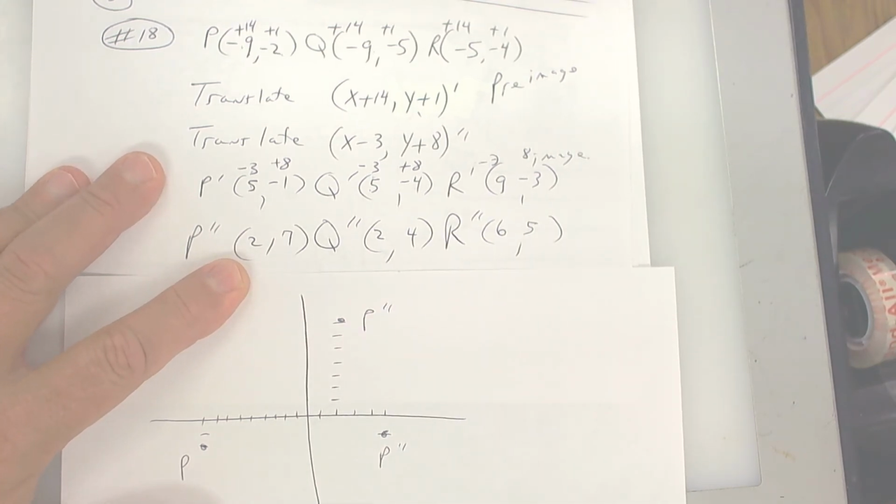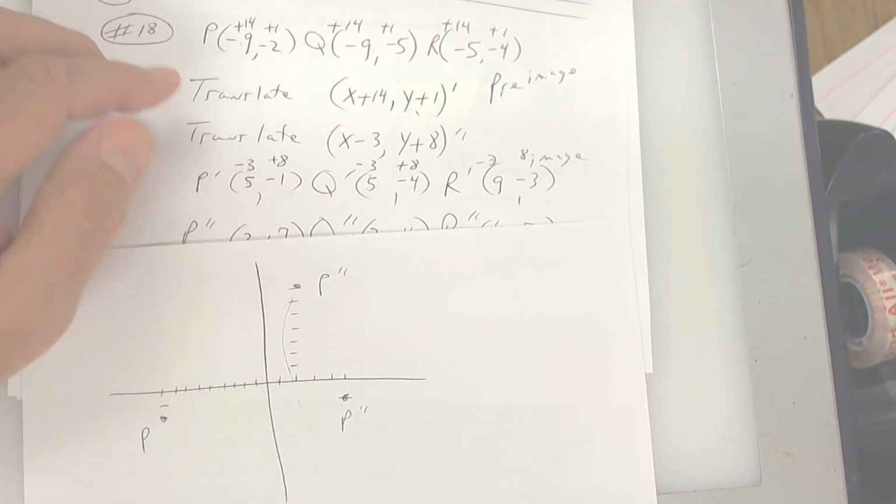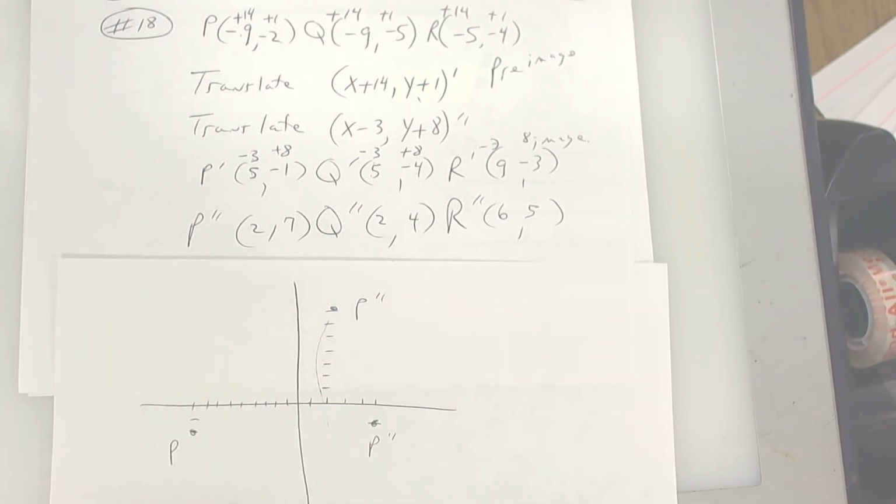Let's take a look at that and think about it. So the double prime said go to the left 3. So 1, 2, 3, and then go up 8. And I think we did it right, okay? Now, I'm not going to make you graph these, but I do want the P prime and P double prime.